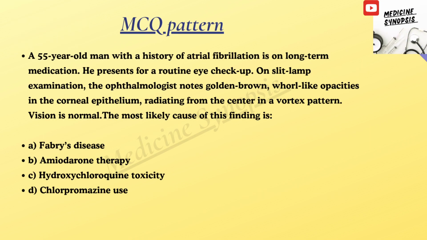Let's solve a case-based MCQ on this topic. A 55-year-old man with a history of atrial fibrillation is on long-term medication. He presents for a routine eye checkup. On slit lamp examination, the ophthalmologist notes golden brown whorl-like opacities in the corneal epithelium radiating from the center in the vortex pattern. Vision is normal.